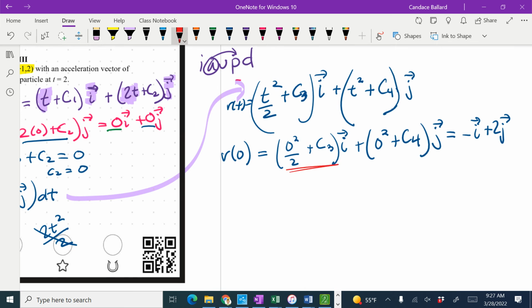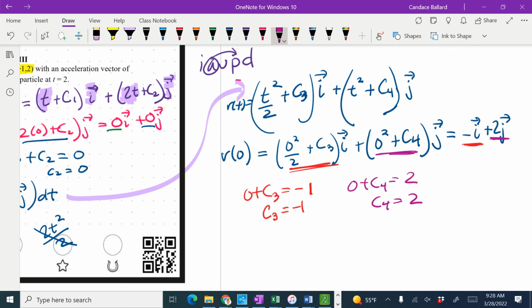Okay, so that means that this piece here is going to get set equal to this one. So we'd have 0 plus c sub 3 equals negative i. Sorry, negative just equals negative 1. I don't need the i part, so negative 1. It's kind of like when we did partial fractions, when we set just pieces equal to certain pieces. Similar to that. All right, and then this piece is going to be set equal to the 2j, so I'm going to do 0 plus c sub 4 equals 2, which means c sub 4 equals 2.